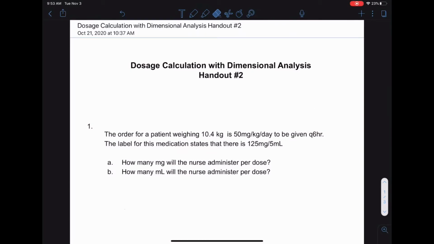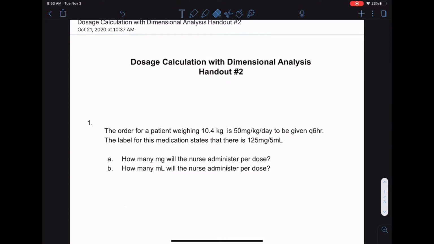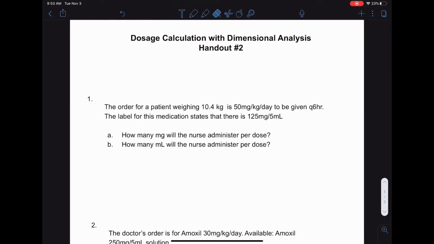Okay, so this is video number 2 using dimensional analysis with dosage calculation. Now this is going to be kind of a mixed method type approach. You can definitely use dimensional analysis from beginning to end, but this is another one of these pieces where it's just a little bit easier to break things down a little bit before we dive into doing the dimensional analysis.